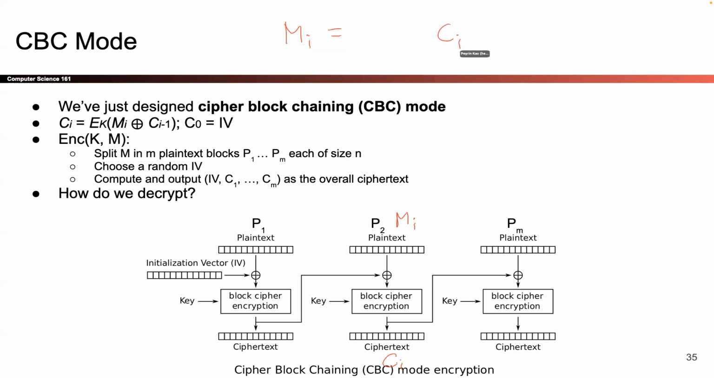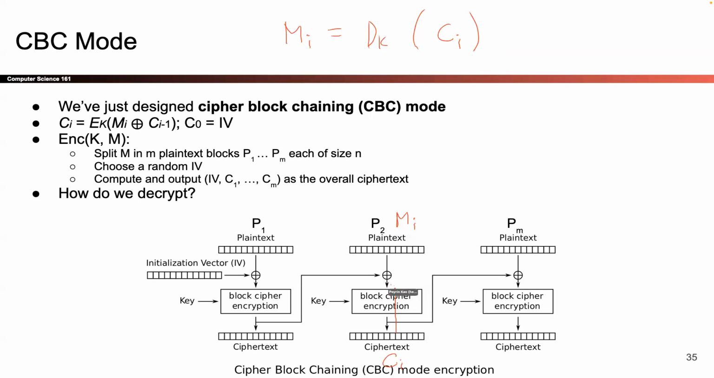What do I do with C sub I? Well, the first thing I should do, according to this picture, is run it backwards through the block cipher algorithm to decrypt it. So let's give that a shot. I will decrypt the ciphertext. I run it backwards, and now I am at this phase up here.